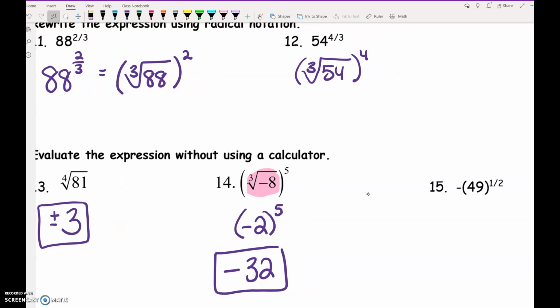Negative 49 raised to the 1/2. This is the square root of 49 raised to the first, and then you put the negative on it. So this one's easy. What is the square root of 49? 7. Stick a negative on front.